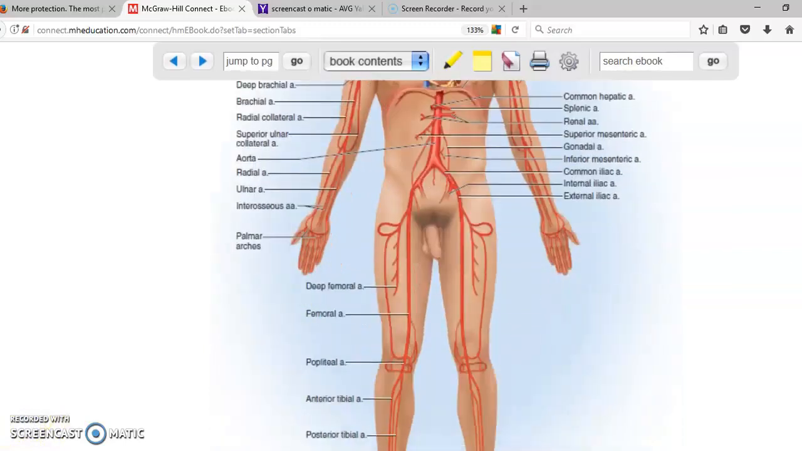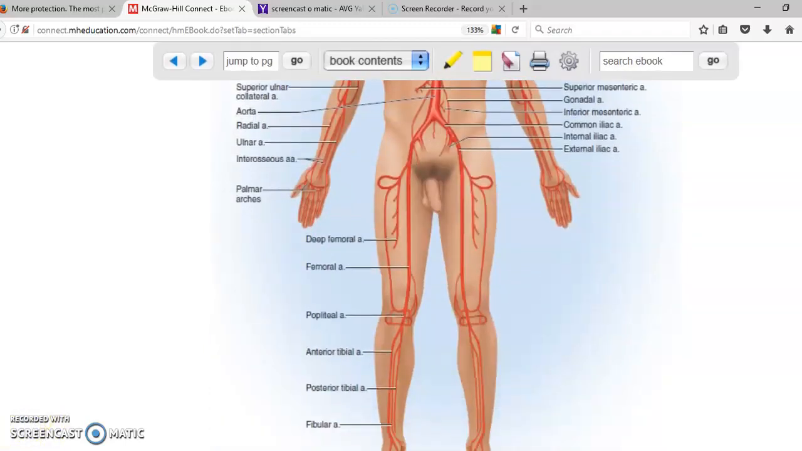Let's go down to the legs so we can see the branches. And right here, we already mentioned the internal iliac, so we need to talk about the external iliac. The external iliac is going to give you this very important blood vessel, which is the femoral artery. The femoral artery goes down, it's going to give you the popliteal artery. The popliteal artery is in the posterior part of your leg. It's not in the front. It's not on top of your kneecap.